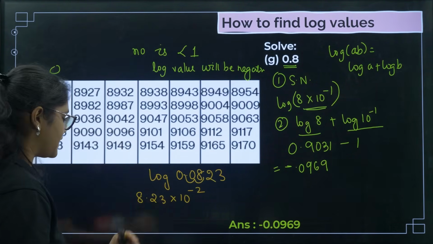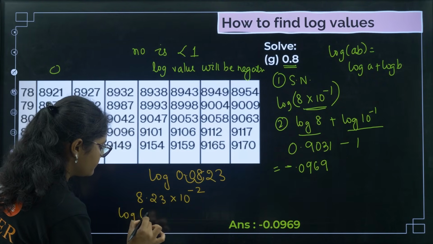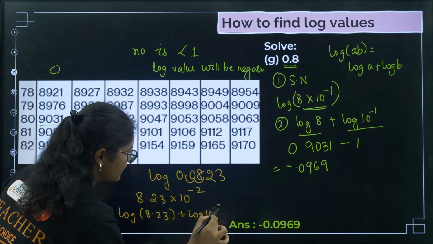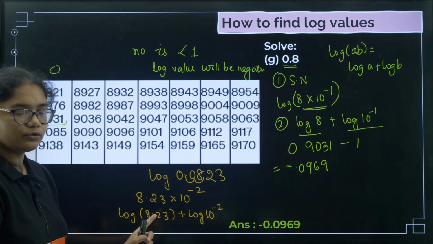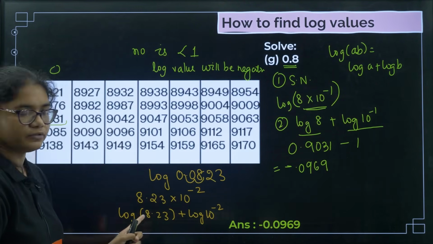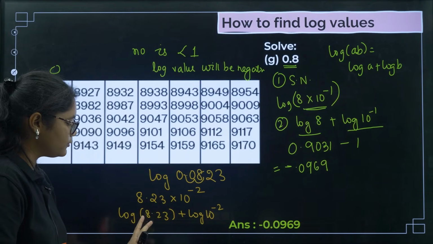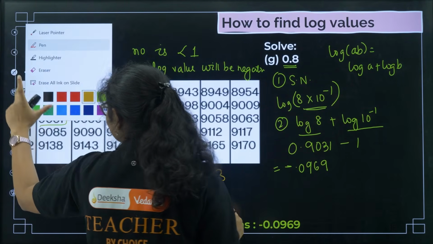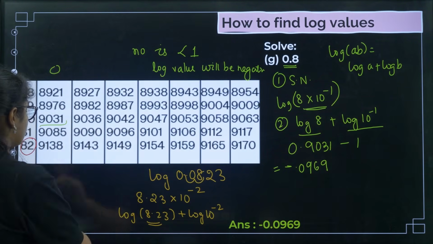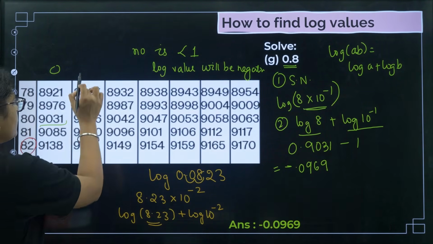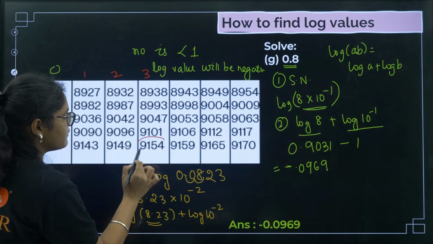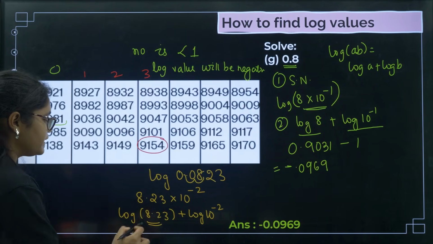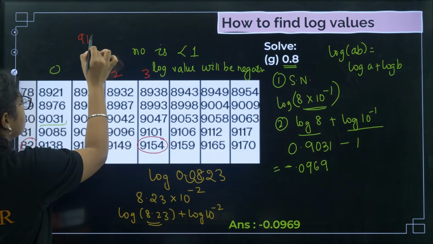Then next step is to expand it. So how will I write? Log of 8.23 plus log of 10 to the power of minus 2. Okay, now 8.23, I need to find log of 8.23. How can we find that? First I need to take 2 digits, right? 82 I need to consider, because this value is there, and then 3. So 0, 1, 2, 3. This is third, 9154. Okay, 9154. Now you need to see. So I will get log 8.23 is 9154.